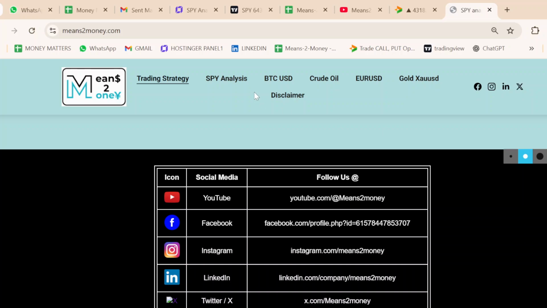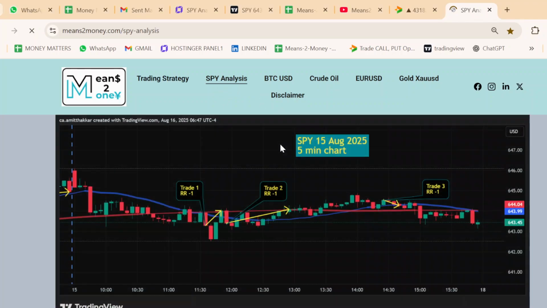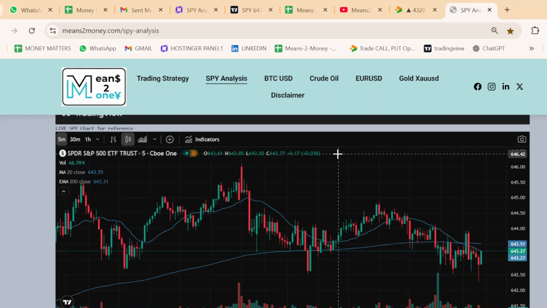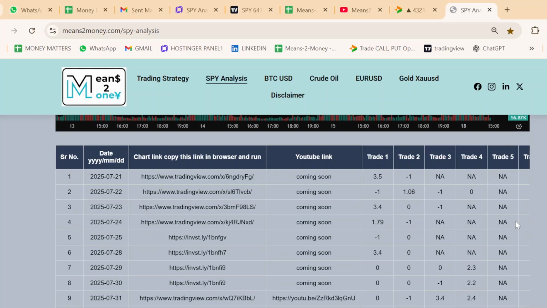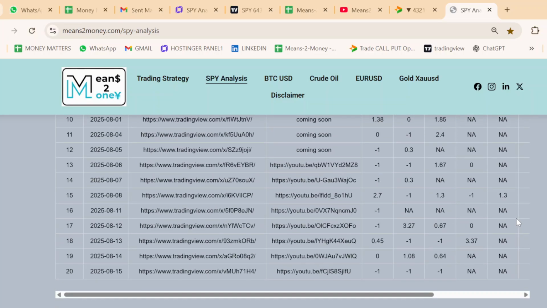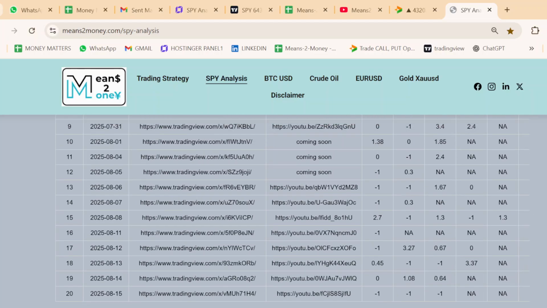If you see the second sheet of the website is PVI analysis. Here the chart has been updated and there is a table where the results of the trades have been updated. Now we analyzed the 5th August trade, which is here, row number 12. I'll make it red color. Okay, so row number 12, these trades have been updated.